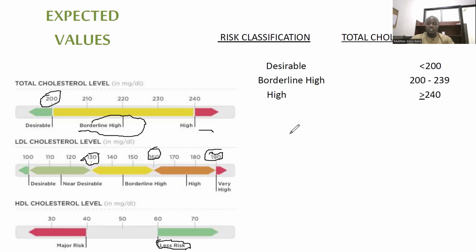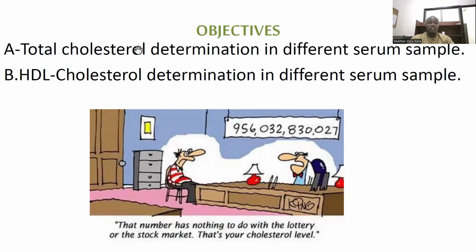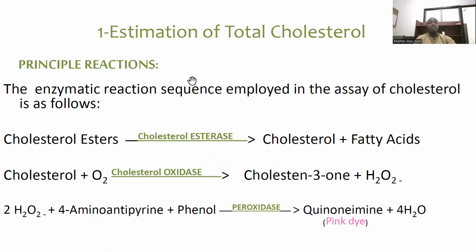So now let's look at the objectives of estimating total cholesterol and HDL cholesterol. So in this test, we are going to estimate the total cholesterol in different serum samples, and then the HDL cholesterol determination also in different serum samples. So that is the objective of the experiment. So let's now start with the estimation of total cholesterol.